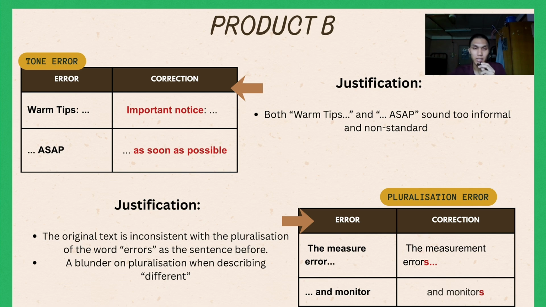And then the third error is the pluralization error. The first example is "the measure error", which should be corrected to "the measurement errors". The justification is that the original text is inconsistent with the pluralization of the word errors in the sentence before. The next example is "and monitor", which should be corrected to "and monitors", because this is a blunder on pluralization, as there is an implied variety of lightings and monitors for the product, the clothing.